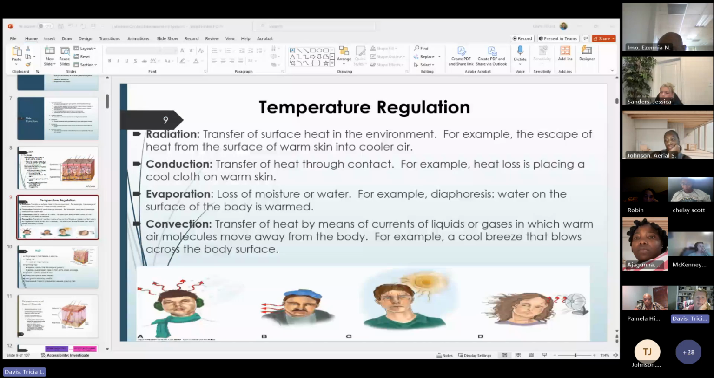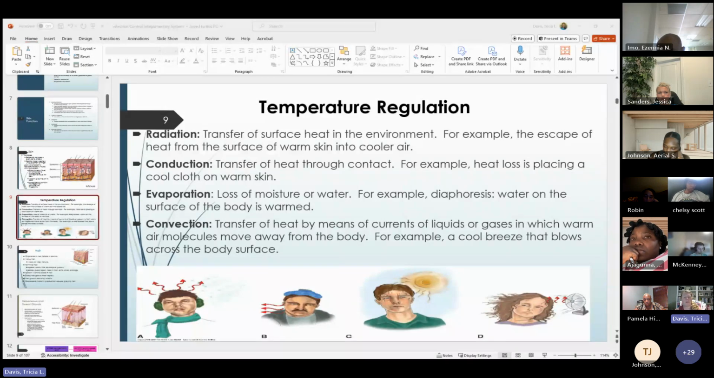So when we think in detail about thermoregulation, radiation is when our body gives off heat waves, so heat loss through the head. So how can we prevent that? We can put on a hat. We do this a lot with our babies, our little newborns, because they lose a lot of heat through their head. So we like to put them in hats all the time.